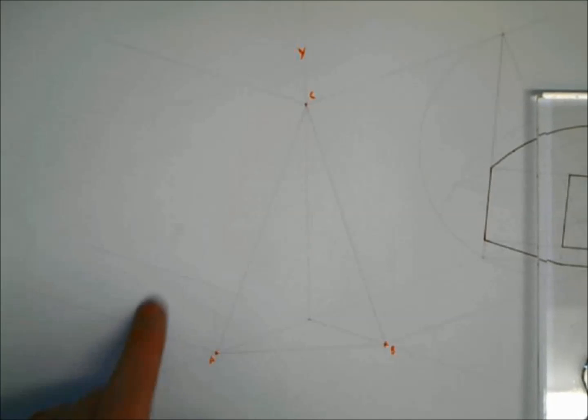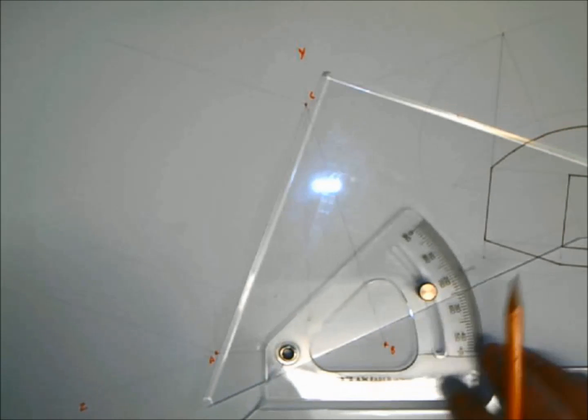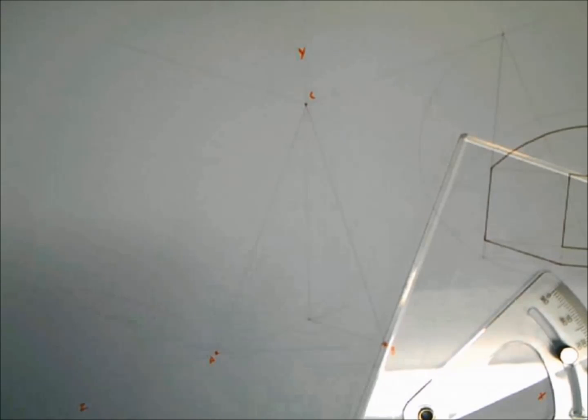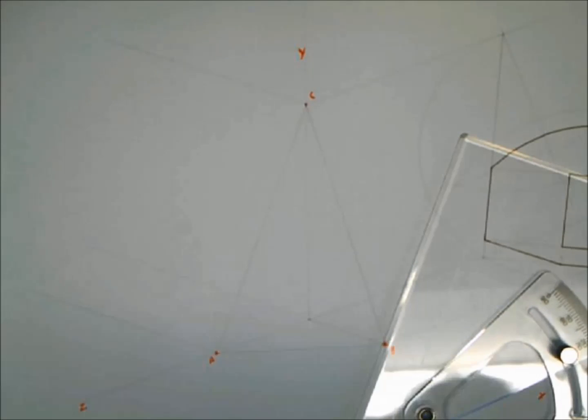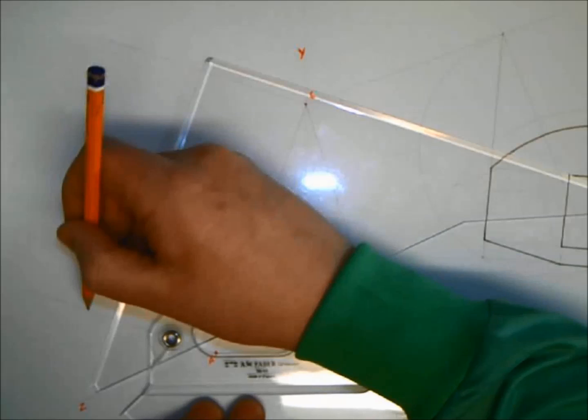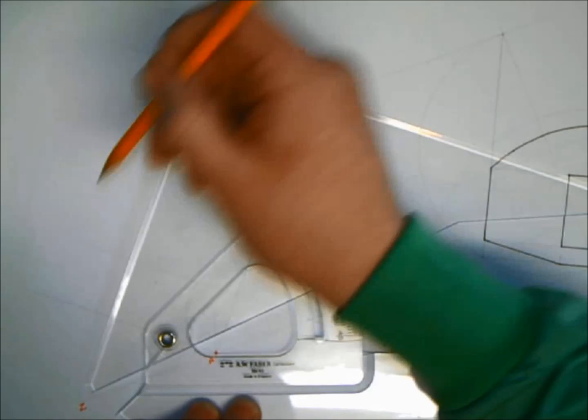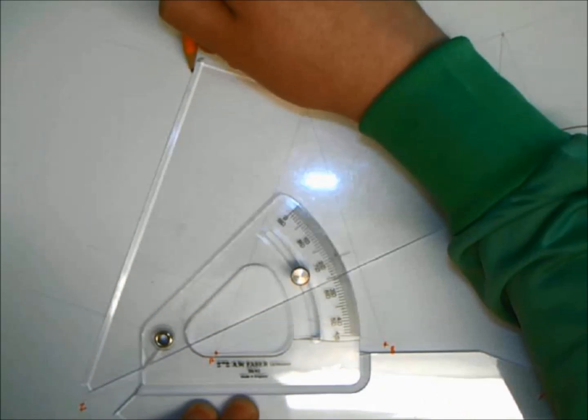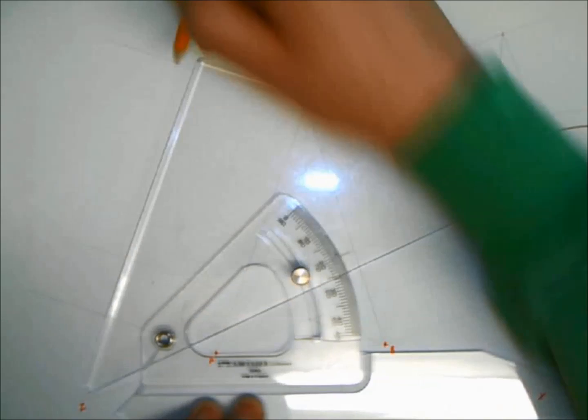So that's my projection line. So I'll go perpendicular to it. Should be around here. Same procedure as the elevation. Bisect it.